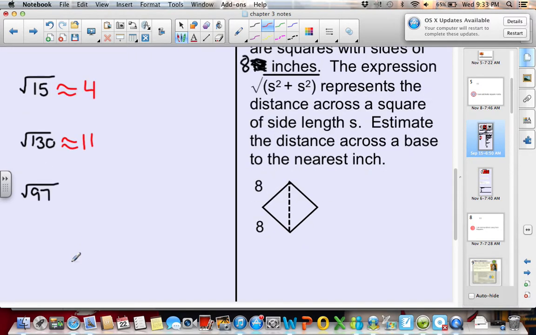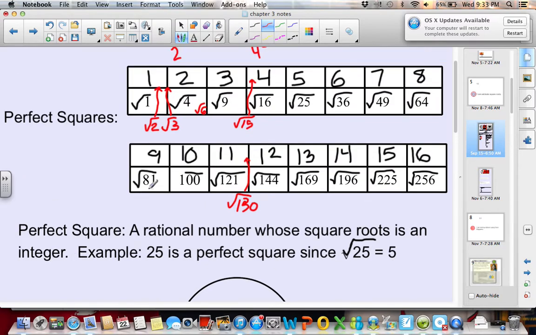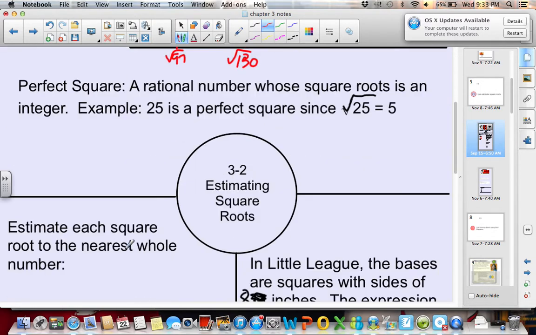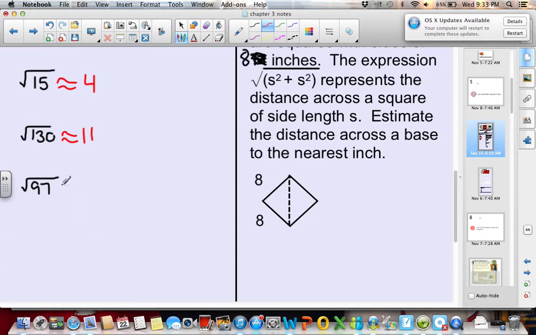Okay? Square root of 97. So looking back up here, I know the square root of 97 is going to fit right in between here because it's less than 100. Okay? It's very close to 100, which means that it's very close to 10. So if I was going to round to the nearest whole number, the square root of 97 is approximately 10. Okay?